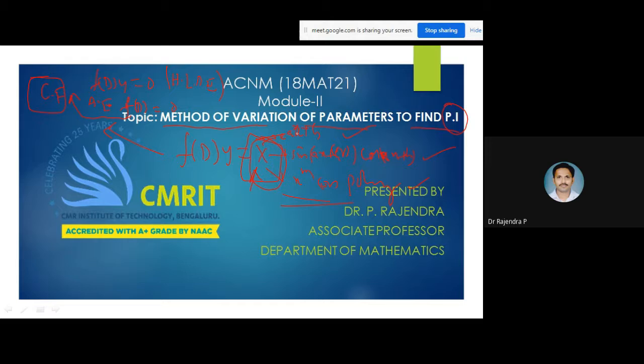What is the good thing here? Any function. It may not be like sin x or e power x or x power m. It may be cosecant x, tan x, or some other x power m by something e power x. Any function in place of x, it may be any function. Okay, so that is one advantage.